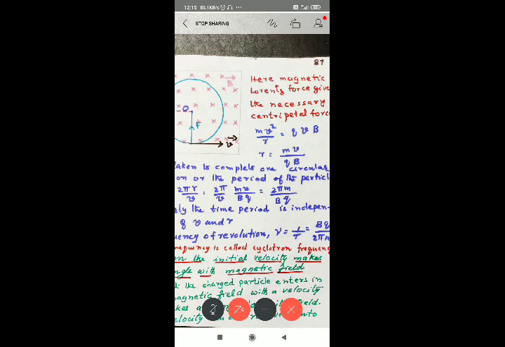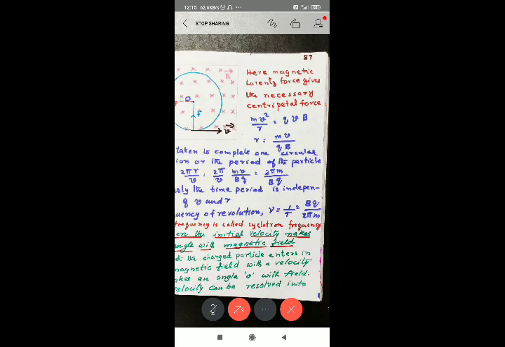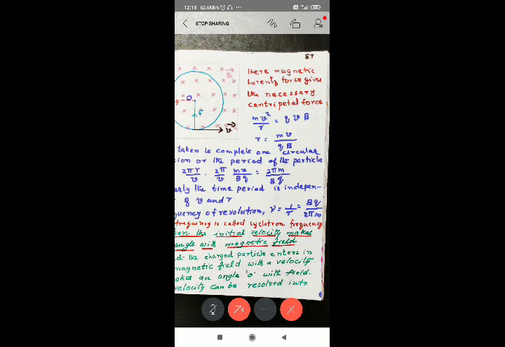Okay, BQV. Why is sin theta not taken here? Because the angle between B and V is 90 degrees. So BQV sin 90. Sin 90 is 1. So that is why sin theta is not taken there. All these conditions are for the particle moving perpendicular to the direction of the magnetic field. So it experiences maximum force. That maximum force is BQV. Okay. And the centripetal force required is provided by this magnetic Lorentz force BQV.